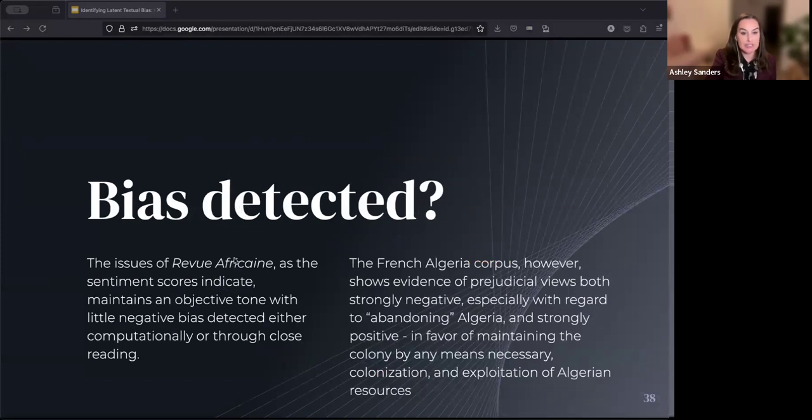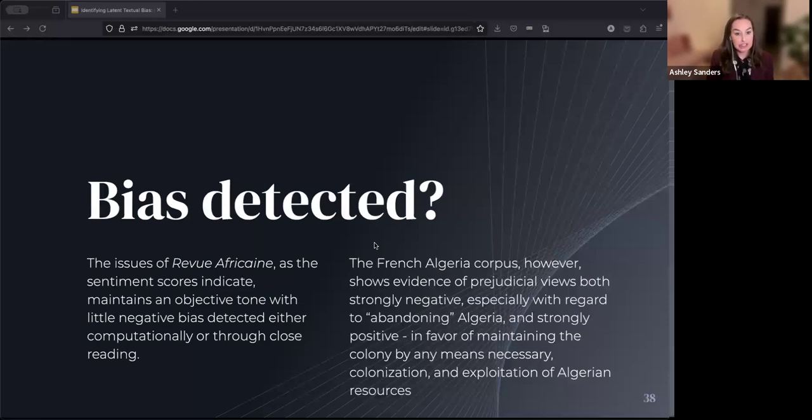So, to quickly summarize the results of these tests on this method. The issues of Revue Africaine, as the sentiment scores indicated, maintain a mostly objective tone. The two topics I highlighted as moderate to moderately negative were not overtly so, especially by comparison with the other two corpora that I examined. So it maintains an objective tone with little negative bias detected, either computationally or through close reading, because I did go back and do some more close reading after I ran the algorithm through the topic model and the sentiment analysis.